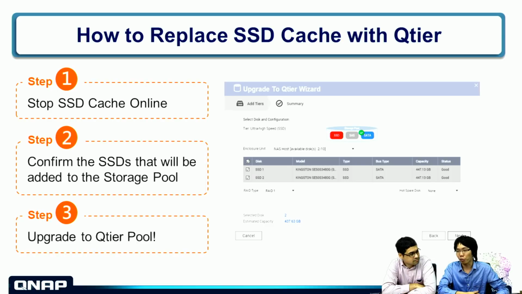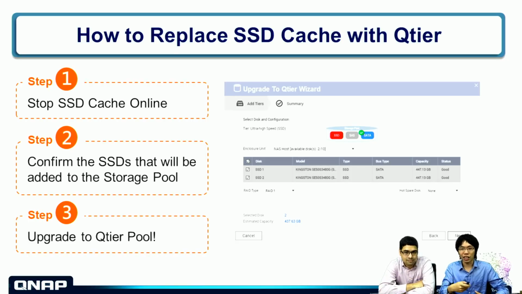It's very simple because, as I mentioned, we have an upgrade to QTier wizard. You just need to start your SSD cache online and then convert the SSD you want to add to the storage pool in this upgrade wizard. Finally, check apply and wait a few minutes, and your storage pool will become a QTier storage pool. That's very good because it makes everything faster and more convenient.